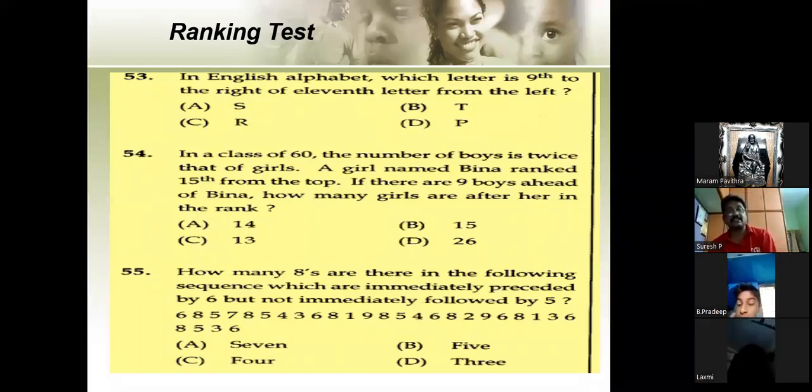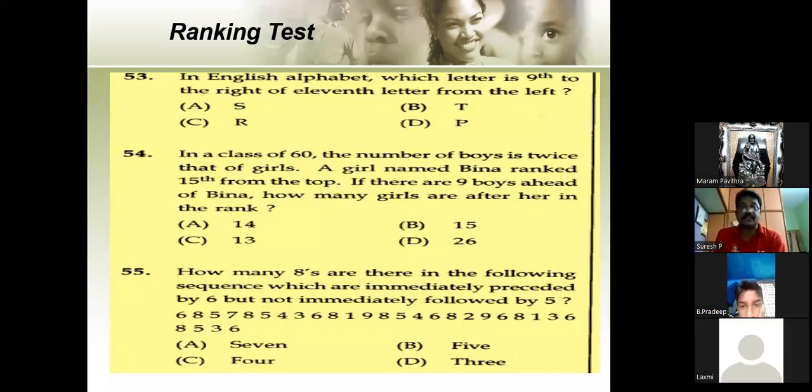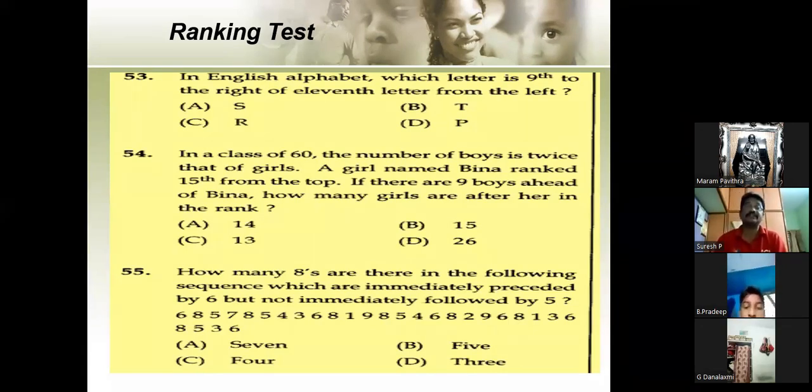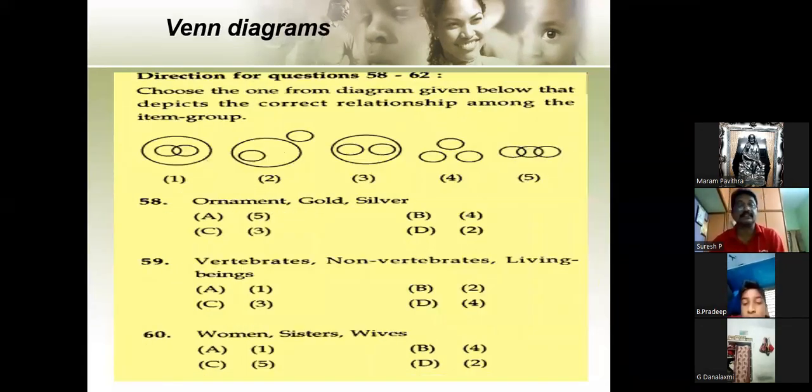Now in the second question, in a class of 60, the number of boys is twice that of girls. A girl named Bina ranked 15th from the top. This is also the same kind of question. And the next one, how many 8s are there in the following sequence which are immediately preceded by 6 but not immediately followed by 5? A little bit of logic is needed here. You have to identify and find those things.